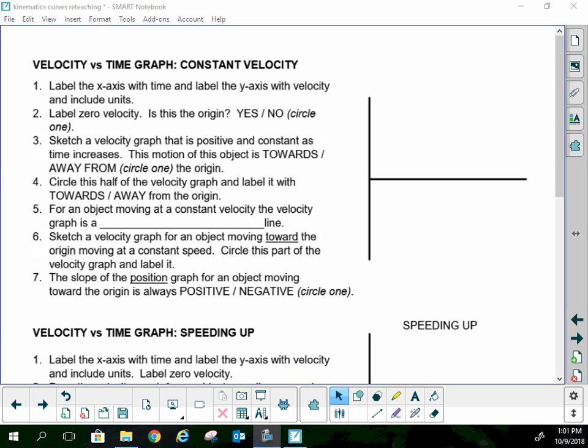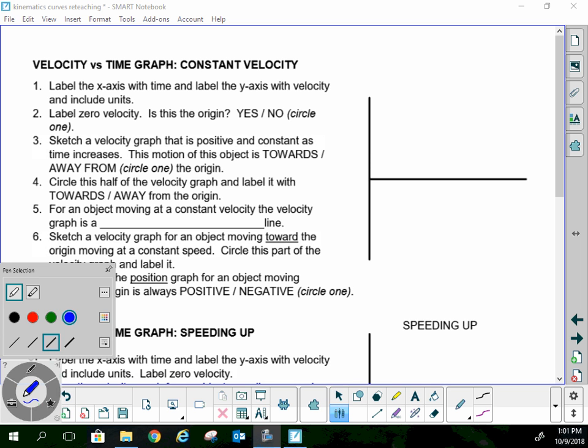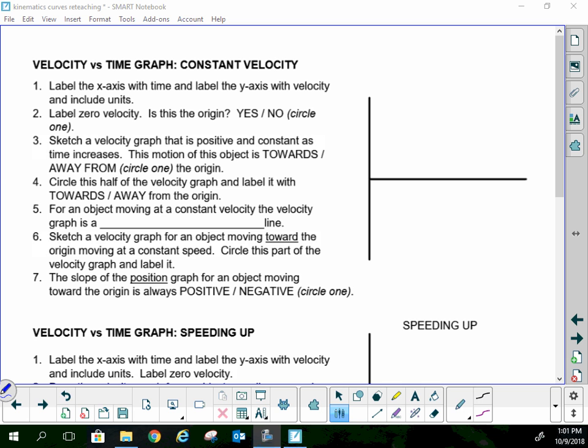And so we're going to start with that same process of labeling our axes. This time we have a little different axis. You'll notice that we have both a top half and a bottom half. If you want to do mathy speak, that's like first and fourth quadrant. But if you don't want to do mathy speak, that's okay. So we're going to label our x-axis with time, and then we'll label our y-axis with velocity.